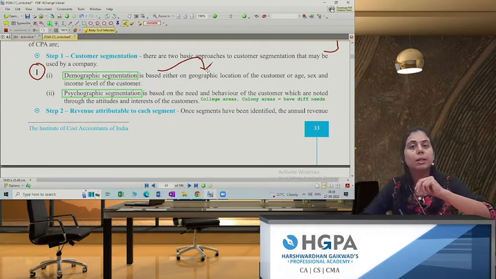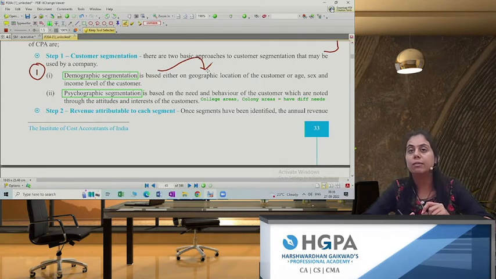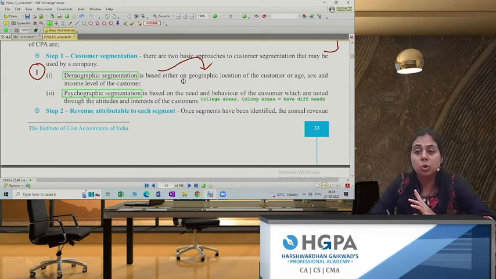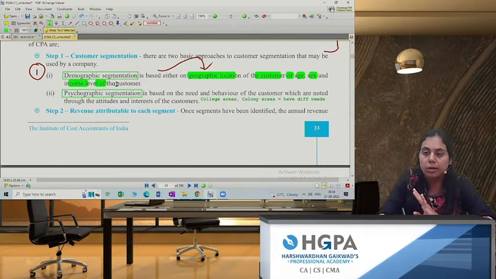So demographic matlab kya hota hai na? Demographic matlab anything that is related to a person. Jaise ki what? Based on either the geographic location of the customer, ye to theek hai, or on the basis of age, sex and the income level of the customer.